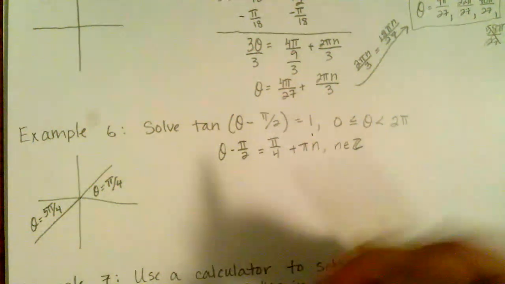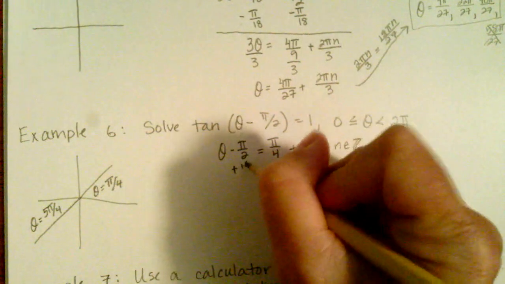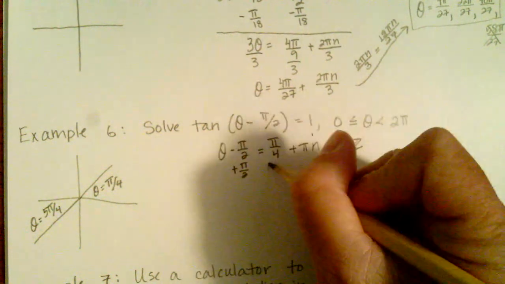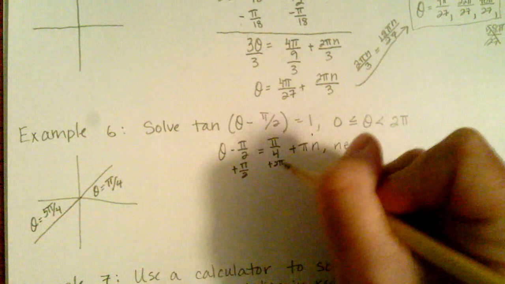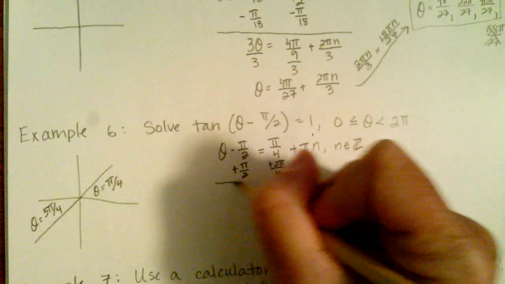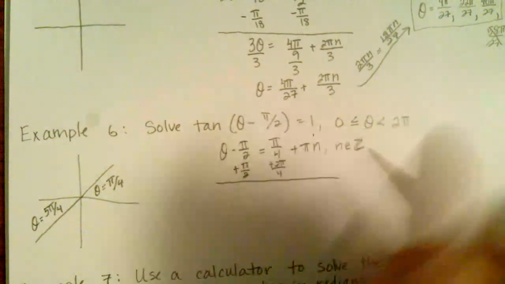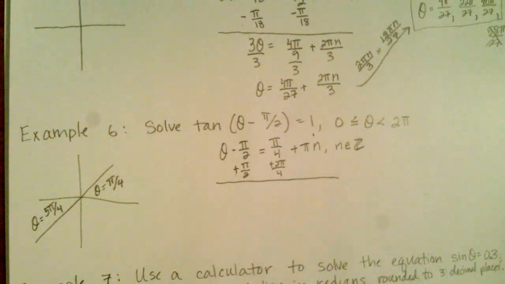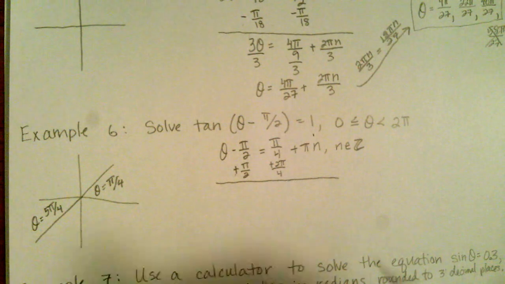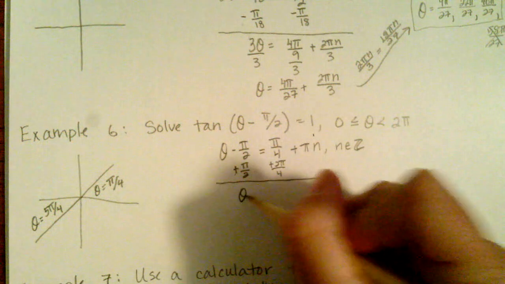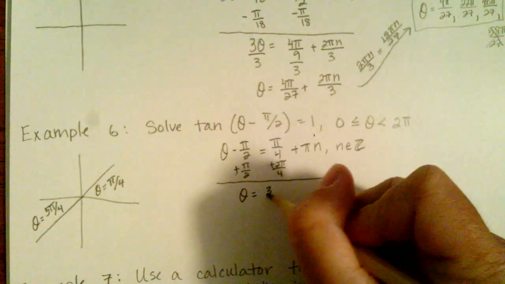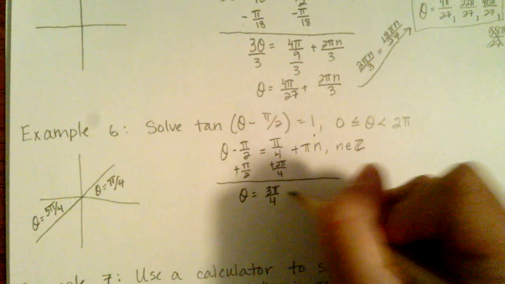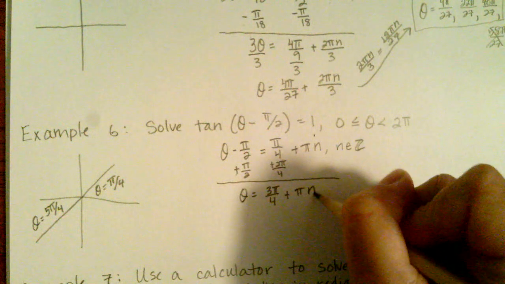Okay, now to solve for theta, I'm adding pi over 2, which is the same as adding 2 pi over 4. Again, when you add or subtract, you only do it once to each side. When you're multiplying or dividing, you have to do it to every term. So this becomes theta equals 3 pi over 4 plus pi n.